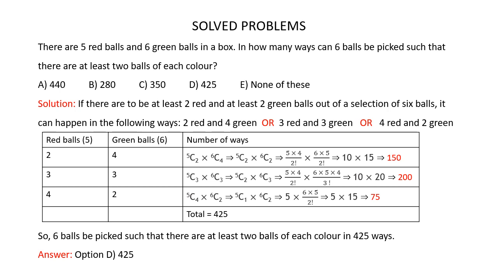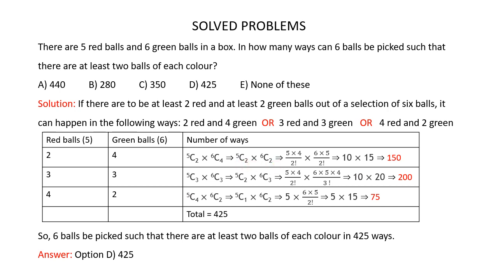Now in the first case, 2 red balls can be selected from 5 red balls in 5C2 ways and is multiplication, and 4 green balls can be selected from 6 green balls in 6C4 ways. Now 6C4 can be written as 6C(6 minus 4), which is 6C2. So now we have 5C2 multiplied by 6C2.